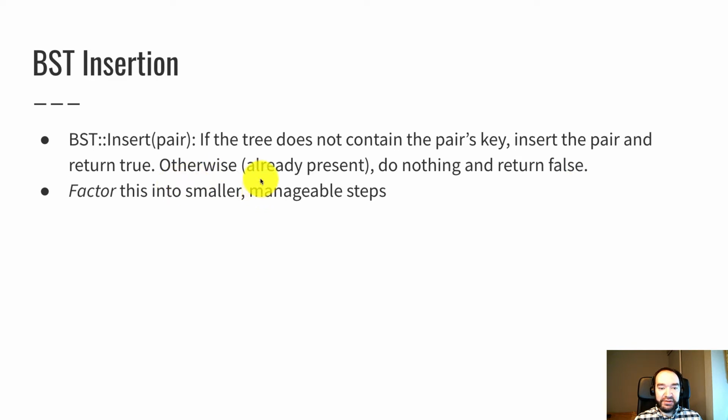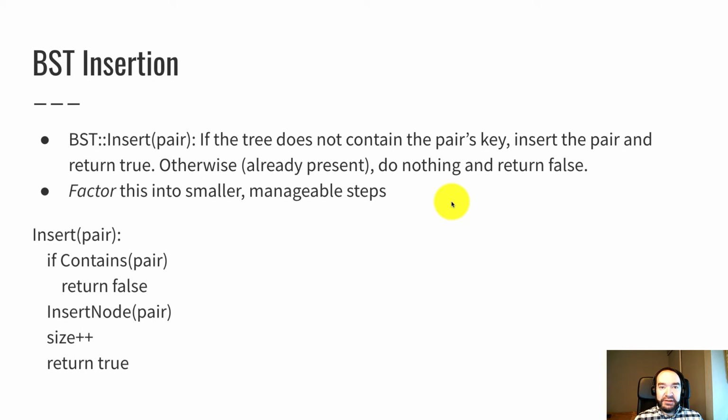There's a lot going on here, so we're going to factor this into some smaller, more manageable steps. There's this whole if-then logic and finding where to put the node and actually putting the node there. So we're going to break this down into smaller pieces. This is kind of top-down function design where we take a big complicated function and break it into smaller pieces.